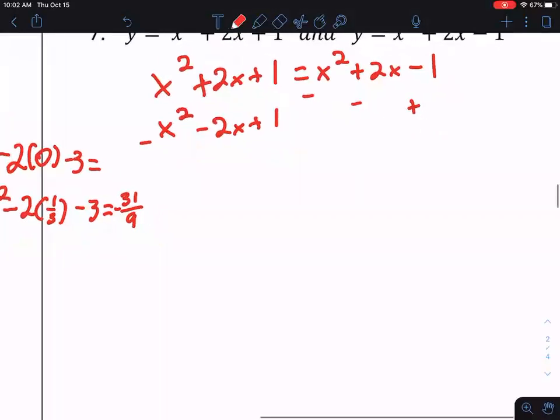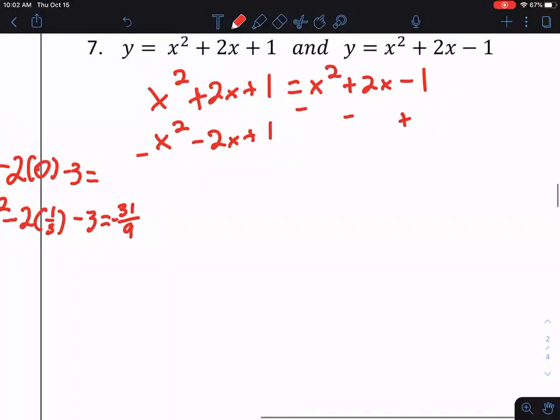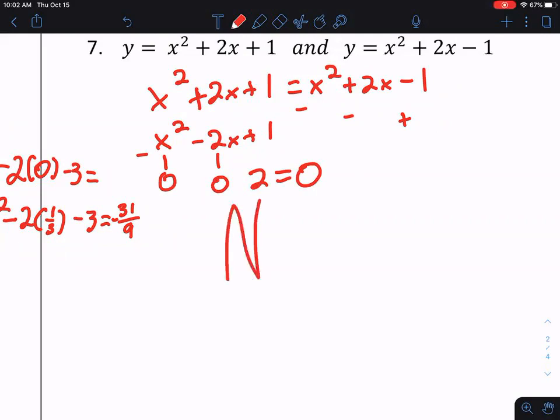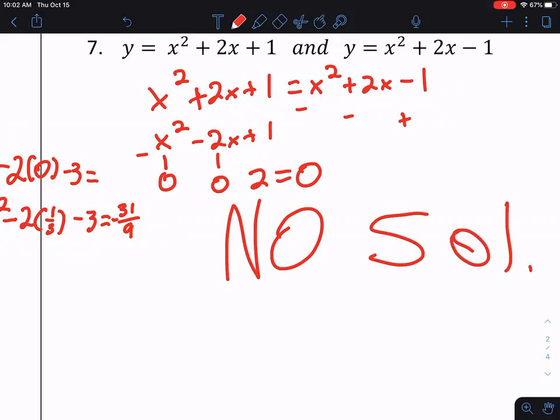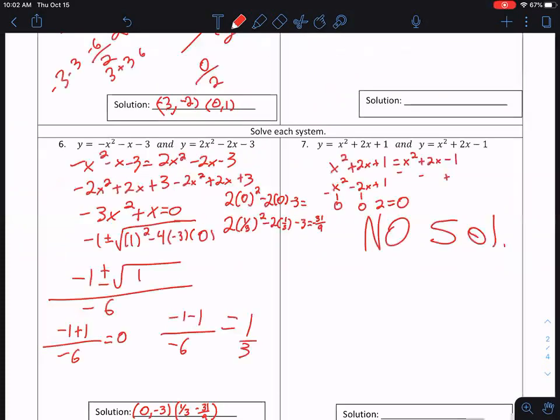Okay, now combine your like terms. What happens to the x squareds? Visually show it. Those turn into 0. Those turn into 0. Those turn into 2 equals. What? Yeah. Does 2 equal 0? So if you graph these, would they ever intersect? No. There you go. There's your special case. Have a great day, everybody.